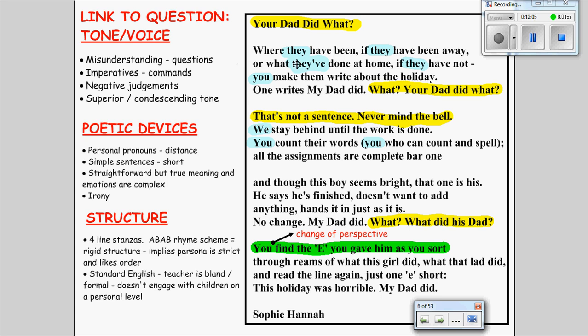We learn then that they are the students, and it's interesting that the second person is used here, so you make them write about the holiday, you count their words, you who can count and spell. So we can see that as maybe the poet wanting us to see the students or see the context from the teacher's point of view.